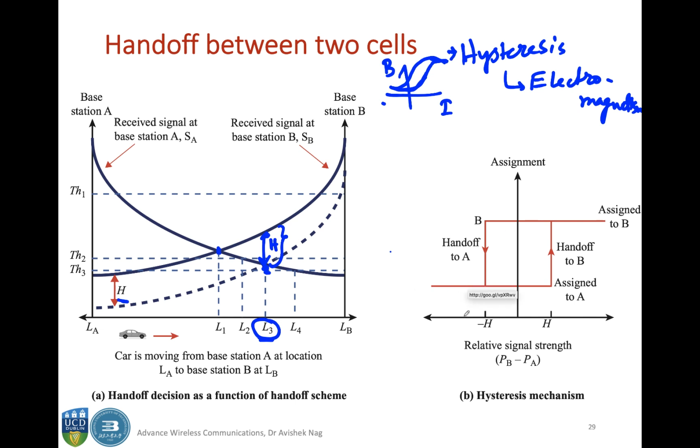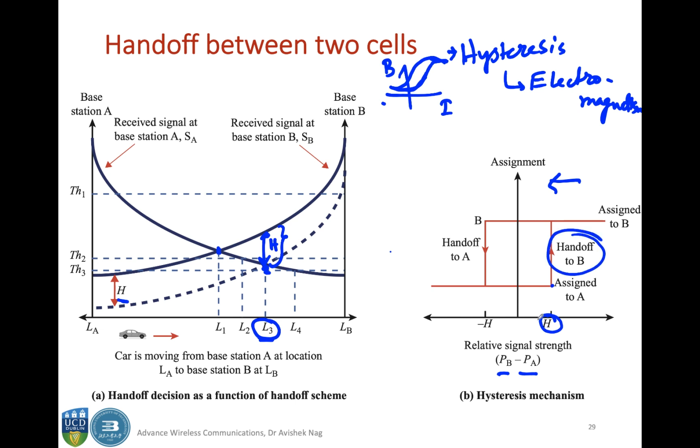So when you are moving from, let's say, A to B, this is your direction of A to B. Here you are measuring the relative signal strength, PB minus PA. And when your PB minus PA falls below the value H, then you are handing off to B.